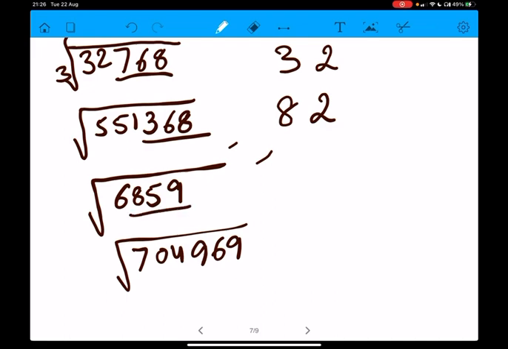6859. The number ends with 9, and 6 is between 1 cube and 2 cube. 2 cube is 8, so it's 19. And this one, 704969. The number ends with 9, so it has to end with 9. 8 cube is 512, 9 cube is 729, so 704 is less than 729. So it's 89.